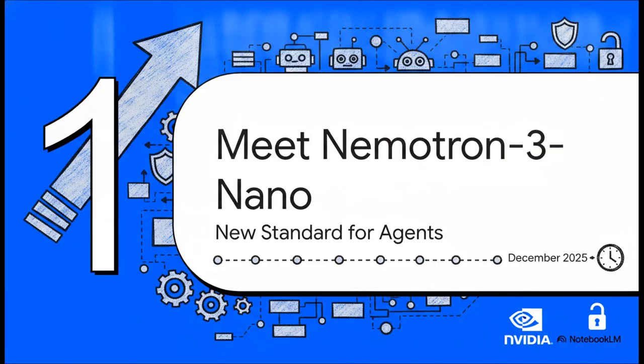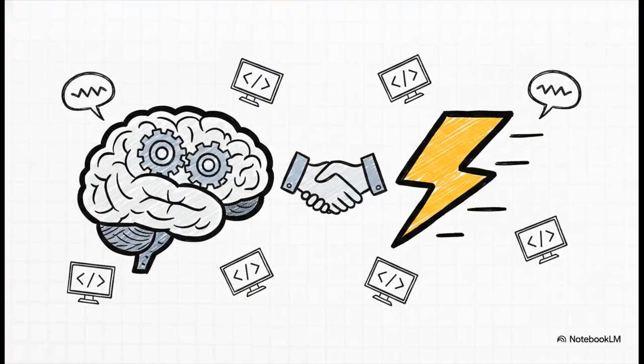So step 1. Meet Nemotron-3 Nano, the new standard for AI agents. Released just back in December 2025 as part of NVIDIA's open model family, this isn't just another incremental update. NVIDIA actually trained this unified model from the ground up, entirely from scratch, specifically to juggle both deep, complex reasoning and those really fast, non-reasoning tasks. It's practically tailor-made for the totally unpredictable dynamic workflows of autonomous agents.